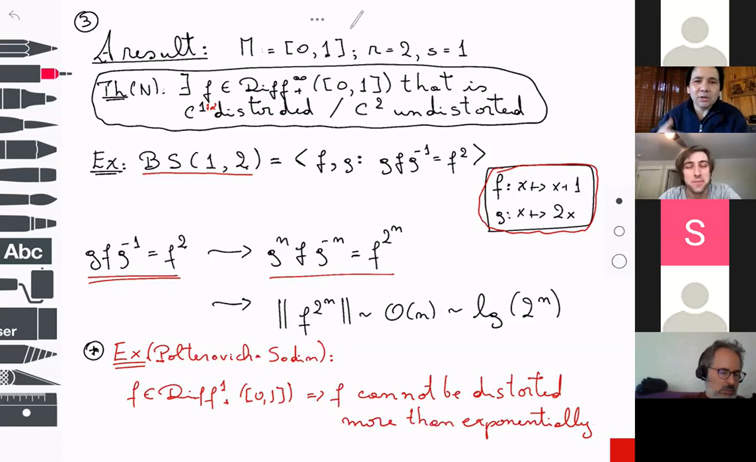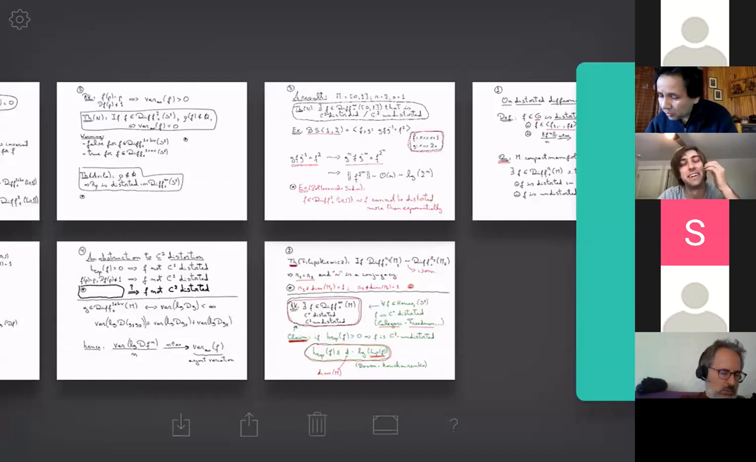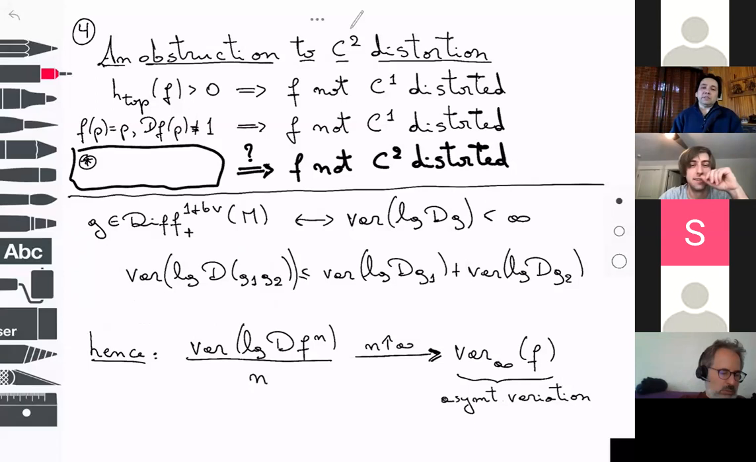I understand. Yes. This is the canonical example of a distorted element, but it is too distorted because it's distorted in any differentiability class. And the example that I want to produce is a modification of this map. Okay? I understand. Thank you.